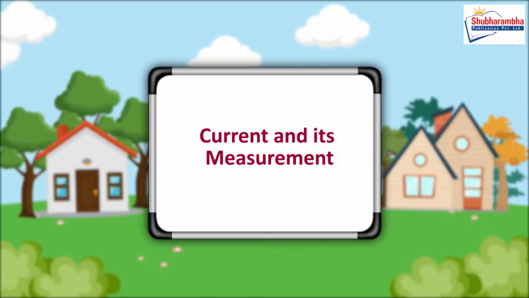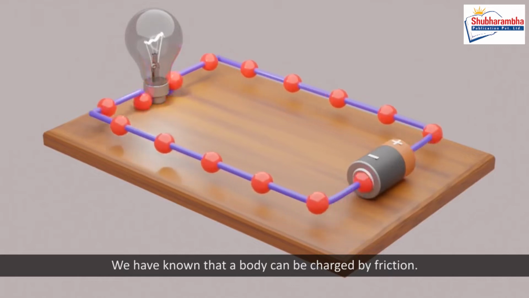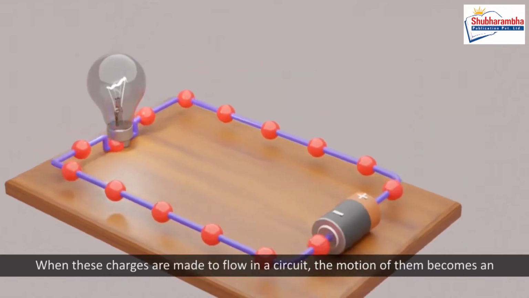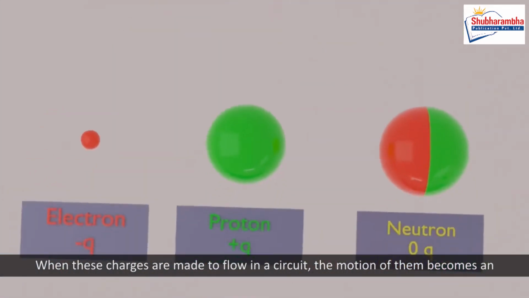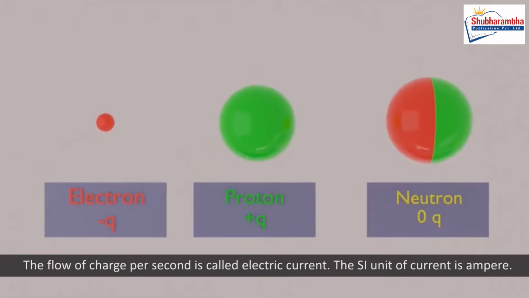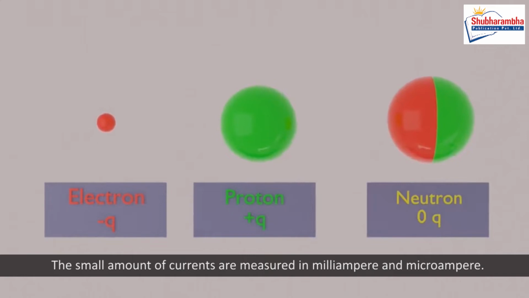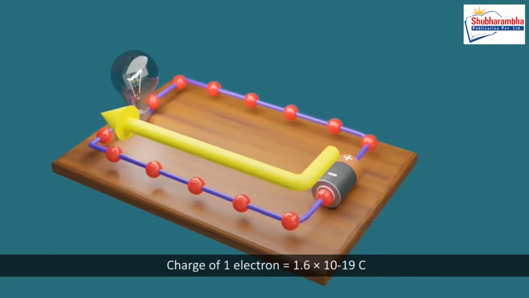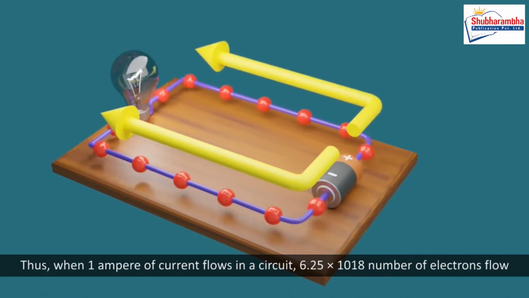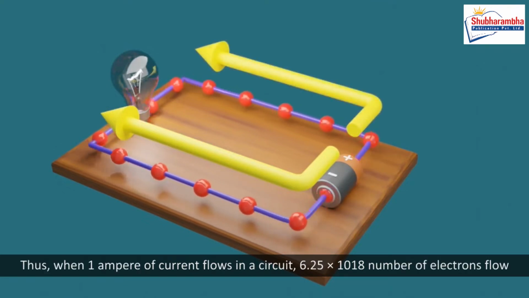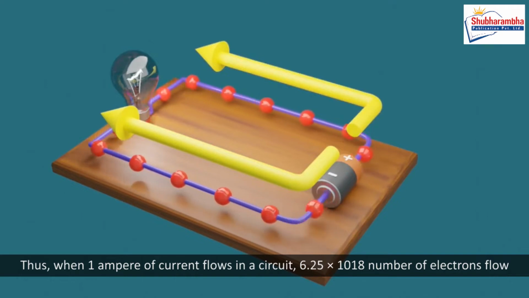Current and its measurements. We have known that a body can be charged by friction. When these charges are made to flow in a circuit, the motion of them becomes an electric current. The flow of charge per second is called electric current. The SI unit of current is ampere. Small amounts of current are measured in milliampere and microampere. The charge of 1 electron equals 1.6 times 10 to the power minus 19 C. Thus, when 1 ampere of current flows in a circuit, 6.25 times 10 to the power 18 electrons flow in 1 second across the wire.